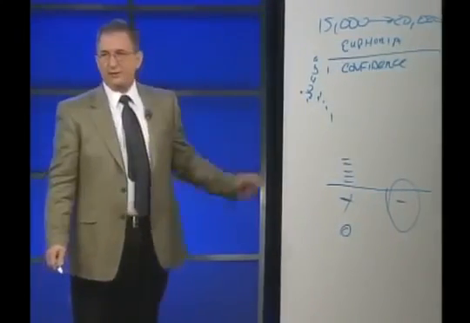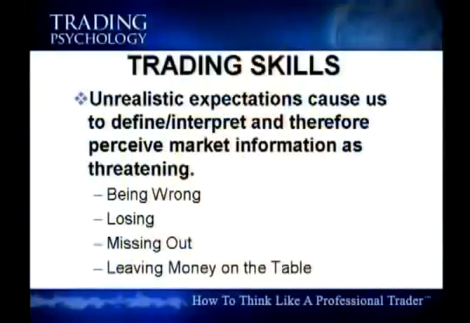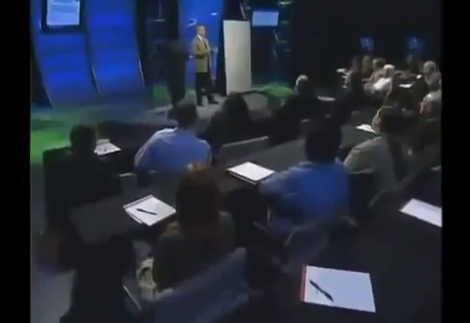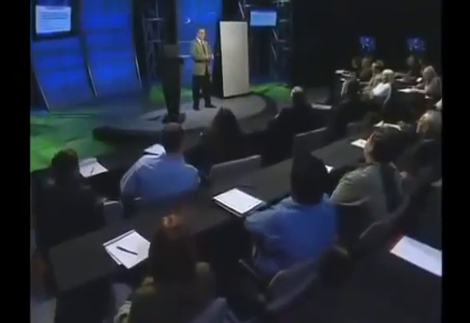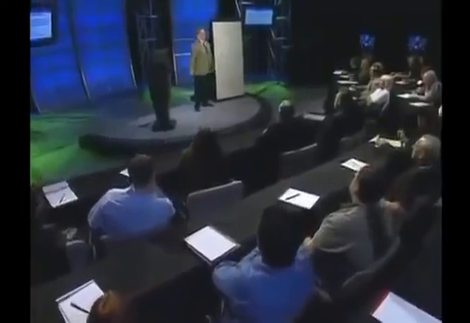When we're operating out of unrealistic expectations, we're going to tap into 4 primary trading fears that will cause all the errors that we make as traders. Those fears are the fear of being wrong, losing money, missing out, and leaving money on the table. And those fears will actually cause us to perceive these up and down ticks as threatening.